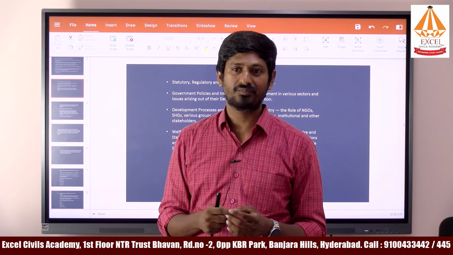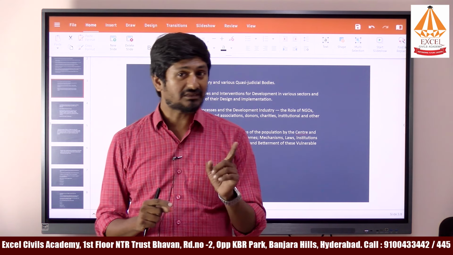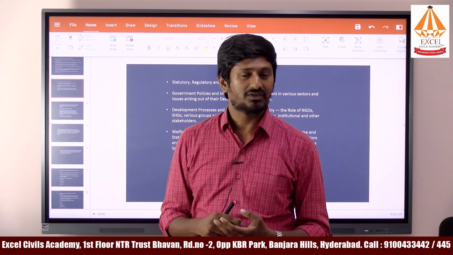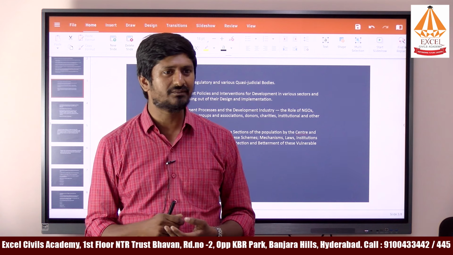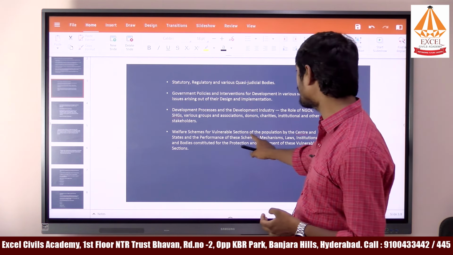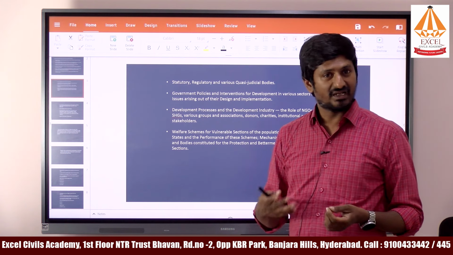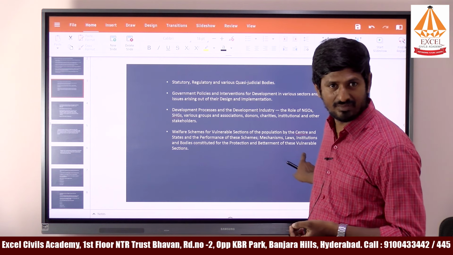Opportunities must be given. Reservation is implemented. That itself is not sufficient. Assistance must be given by the state, like widow pensions, special schemes for the educational attainment of SCs, STs, minorities and other vulnerable sections. That is given in the form of welfare schemes for vulnerable sections, mechanisms, laws, for example the Domestic Violence Act, the SC/ST Atrocities Prevention Act, the Transgender Persons Protection Act. So everything will be studied here.